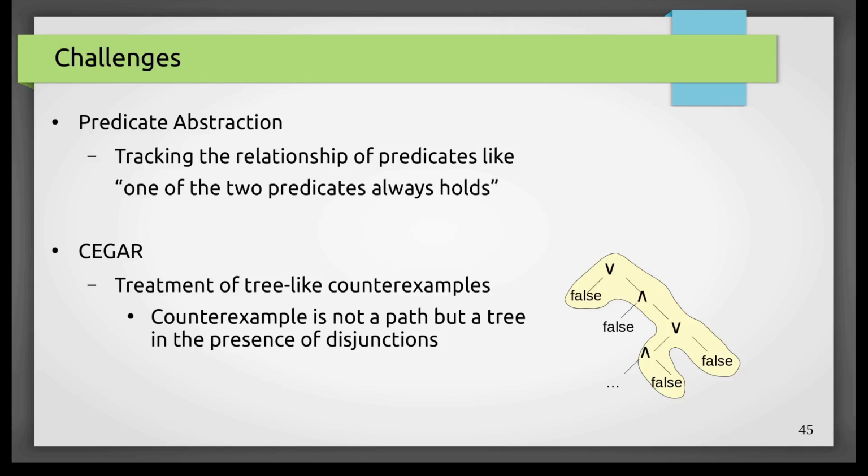Challenges lie in both predicate abstraction phase and CEGAR phase. In predicate abstraction phase, we need to track the relationship of predicates, like one of the two predicates always holds. In CEGAR phase, we need to deal with tree structure counterexamples, as already said. So more elaborated solution is required. In this talk, we will talk about the former challenge.